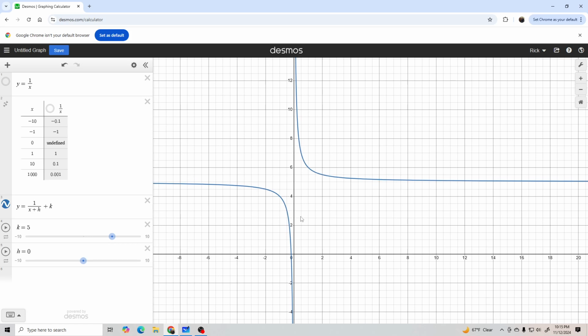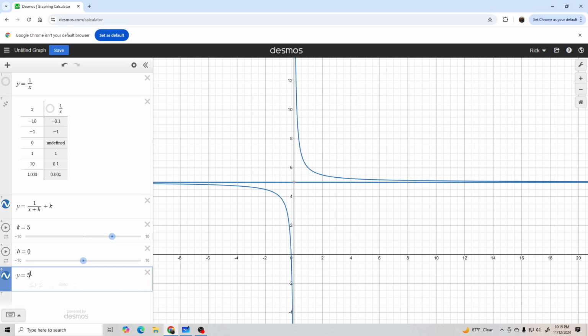But now if we look very closely, I'm going to put in the function y equals 5, and make this red because asymptotes are usually red. You'll notice that the line y equals 5 is our new asymptote. So as we move the graph up 5, the asymptote also moves up 5. Remember, the asymptote before was on y equals 0. Now it's on y equals 5 because we've shifted it up 5.